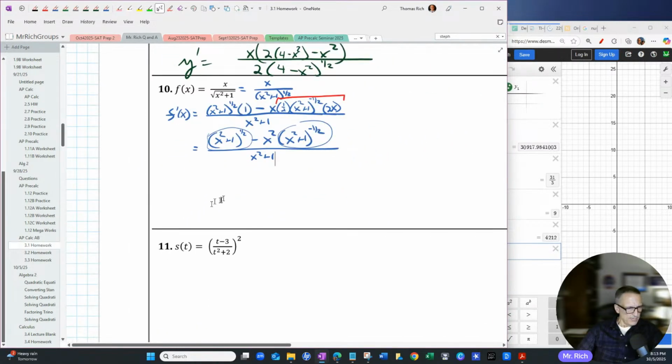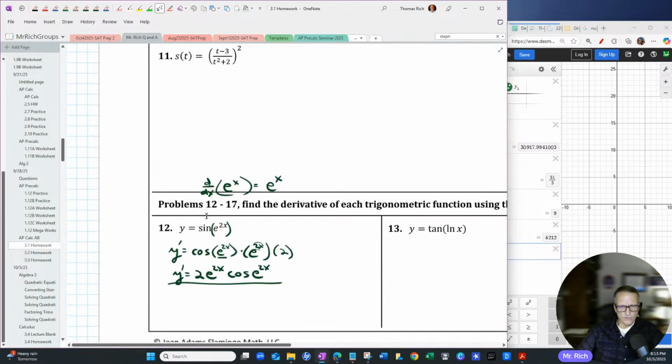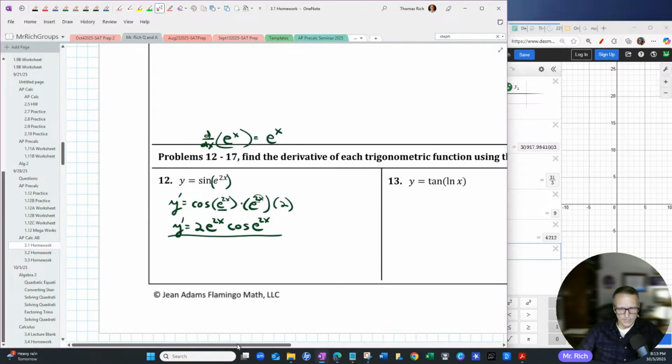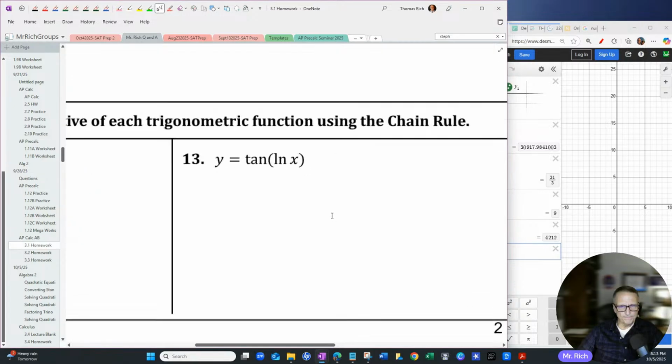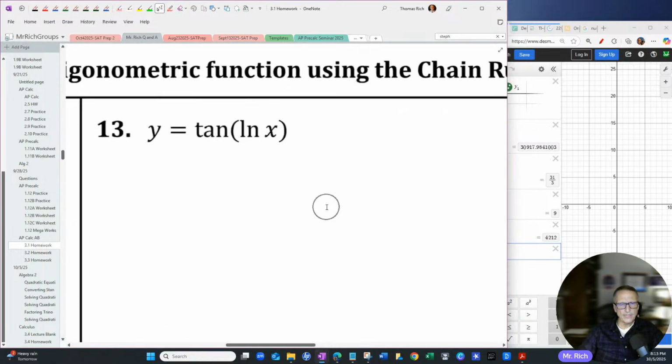Let's try one more chain rule, and I'm going to do kind of a nested chain rule problem. I'm going to start with this one right here. So here I'm taking the derivative of the tangent of the natural log of x. So when we take this derivative, we are taking the tangent of a thing. That thing happens to be the natural log of x.